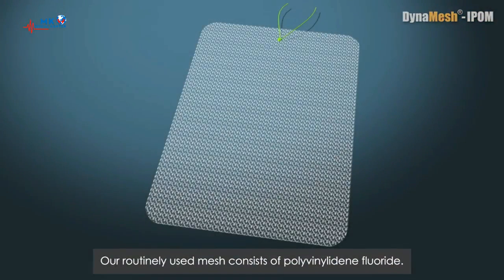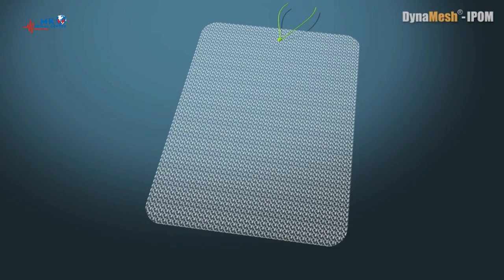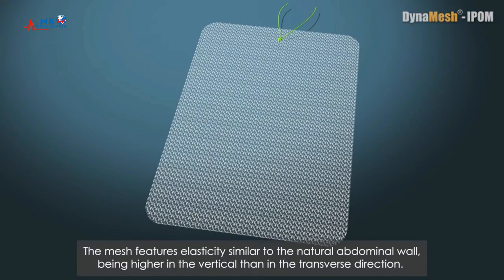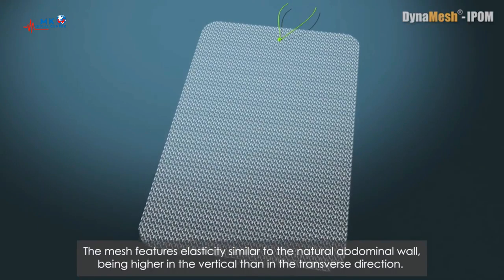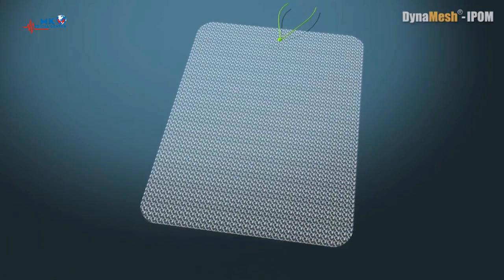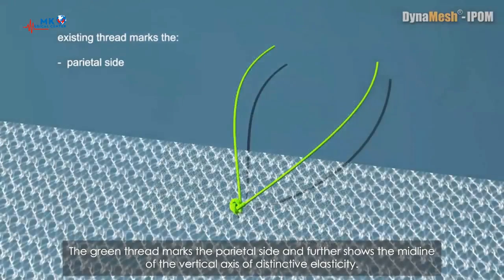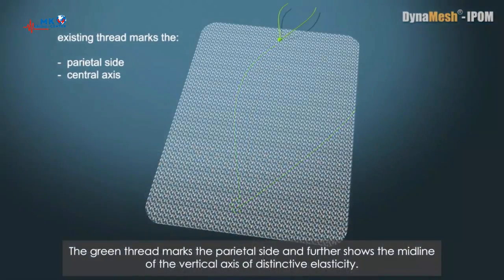Our routinely used mesh consists of polyvinylidene fluoride. The parietal side additionally contains a small amount of polypropylene in order to ensure adequate incorporation. The mesh features elasticity similar to the natural abdominal wall, being higher in the vertical than in the transverse direction. The green thread marks the parietal side and further shows the midline of the vertical axis of distinctive elasticity.